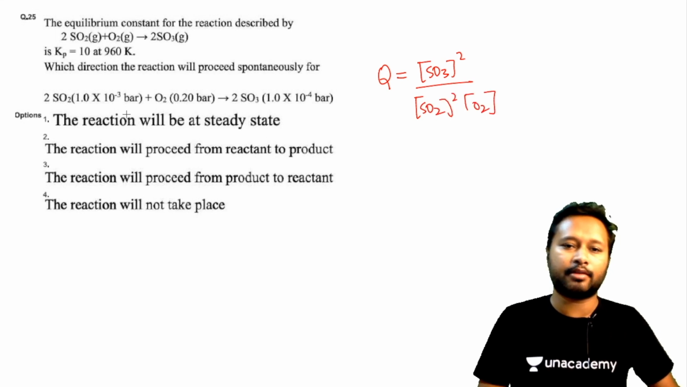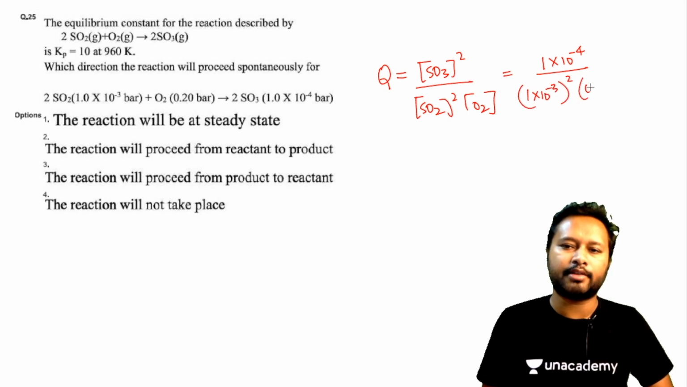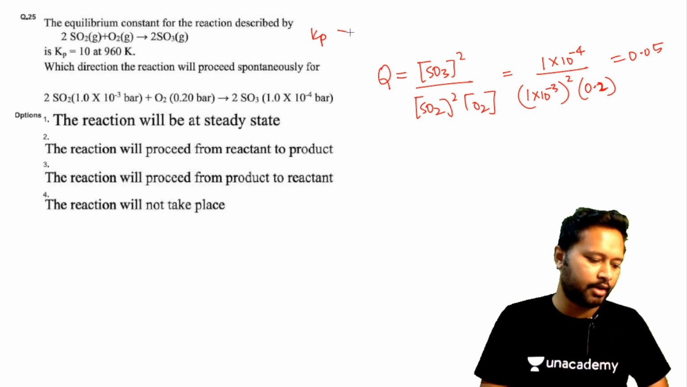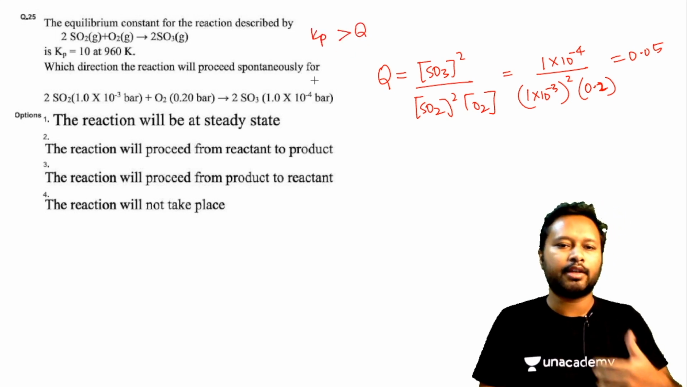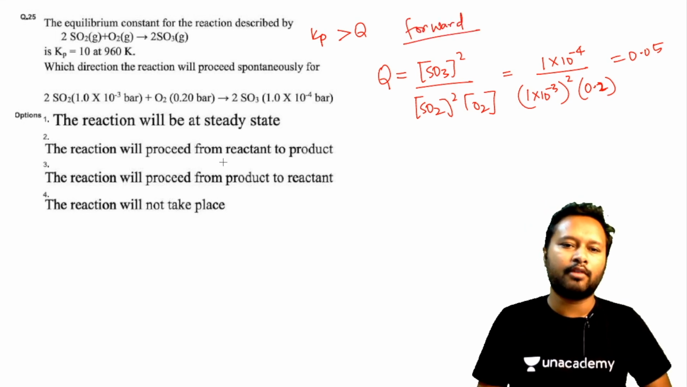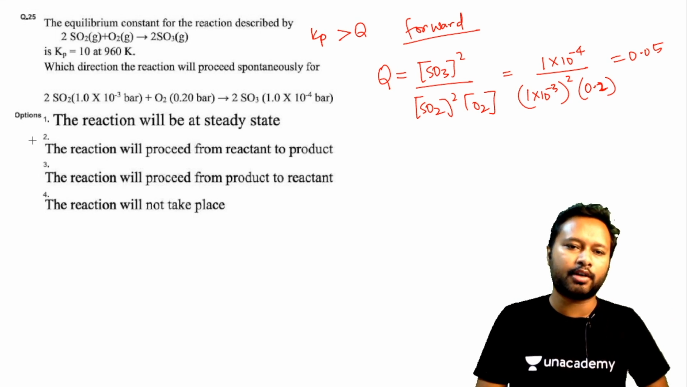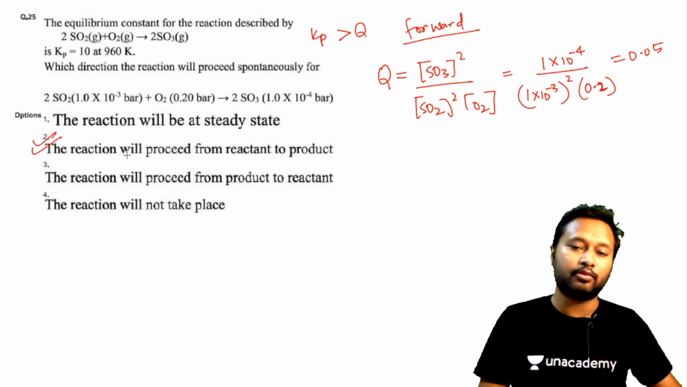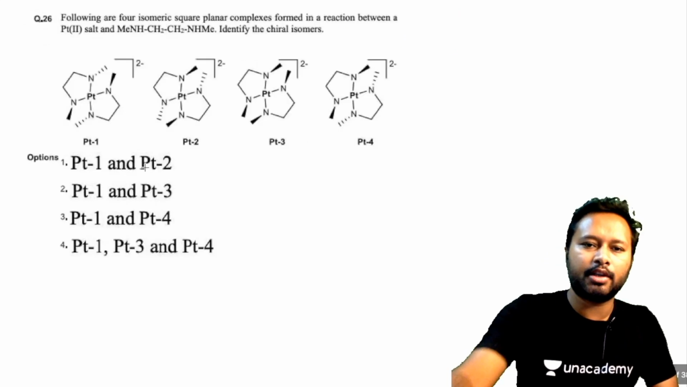Now, since they are giving everything in the form of pressure, you can put in the values. So it will be 1 into 10 to the power minus 4, divided by 1 into 10 to the power minus 3 squared, multiplied by 0.2 bar. Everything is in bar, so we don't have to do anything. On solving this, you will get 0.05. You can see that Kp is greater than Q, and if this happens, the reaction proceeds in the forward direction, from reactant to product. That's your option number 2. Okay, let's take the next question.